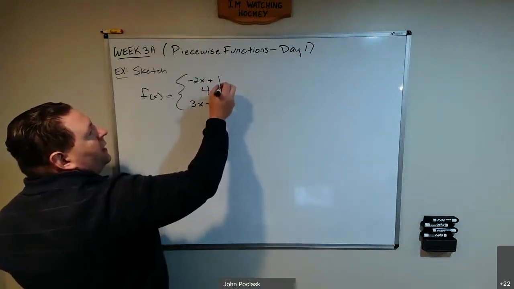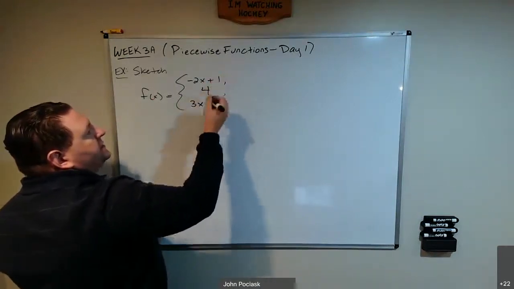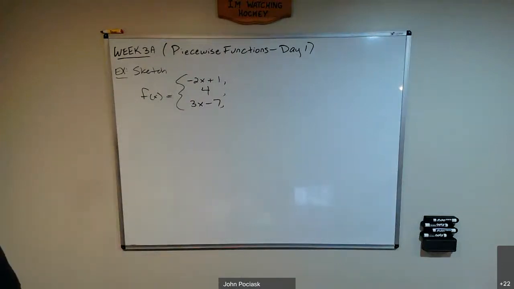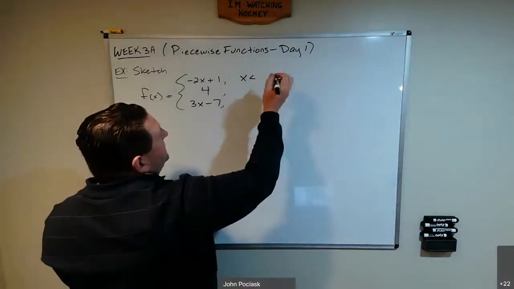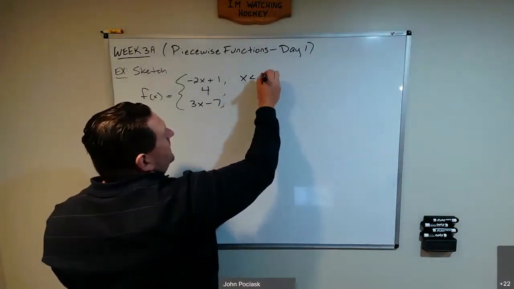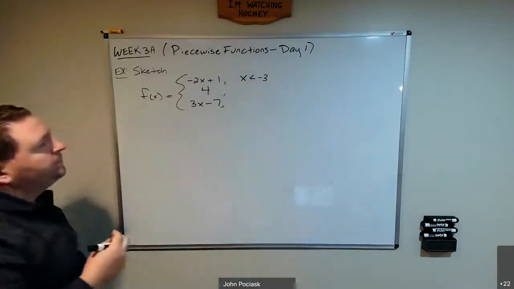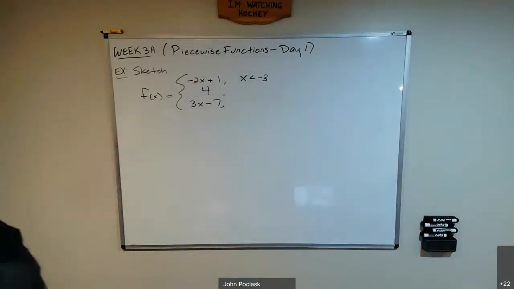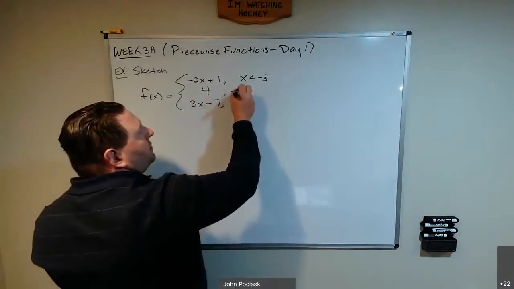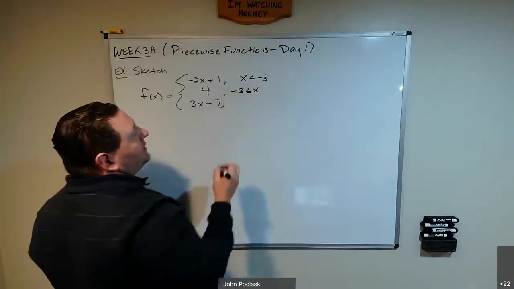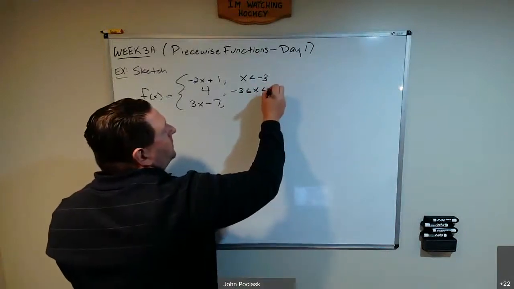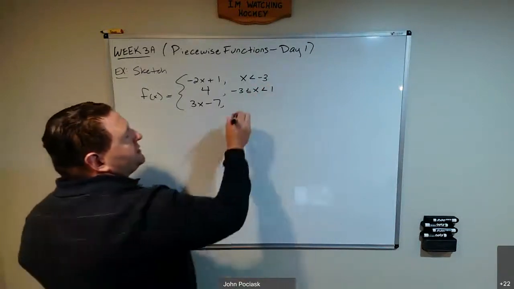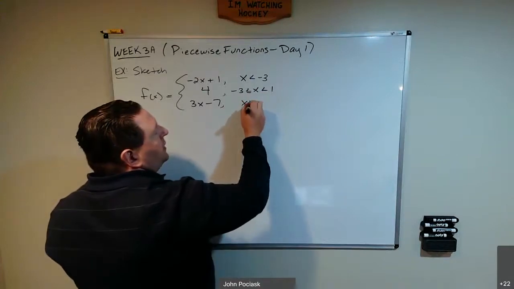Okay. And now I'll give you the domains. The first domain for the first piece will be x is less than, let's do negative 3. Second piece we'll have going from negative 3 less than x, I'll do less than or equal to x, and less than 1. And then the last piece we'll do x is greater than or equal to 1.